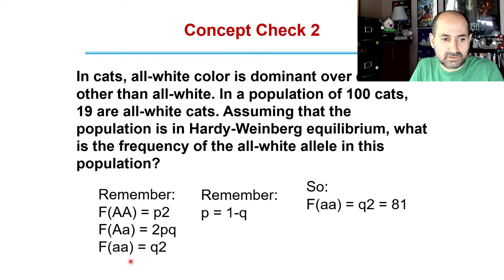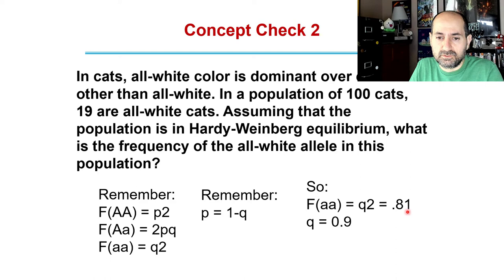But what about the non-white cats, the recessive cats? Wouldn't that be 100 minus 19, right? The non-white cats would be 100 minus 19, and that is what? 81. Does that make sense? So your frequency of non-white cats, your frequency of the homozygous recessive, is q squared equals 81, which means your q is 0.9, because, I'm sorry, instead of 81, it should be 0.81, right? Because remember, these are expressed in decimal form. The number of non-white cats is going to be 81%. So the frequency is 0.81.